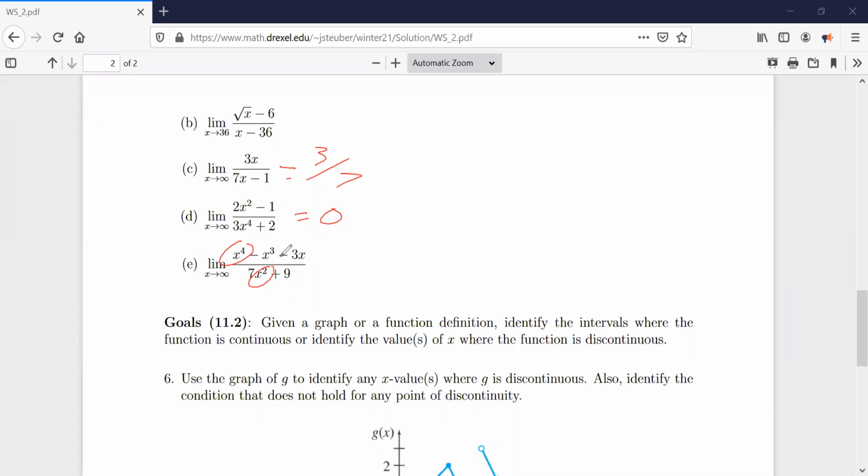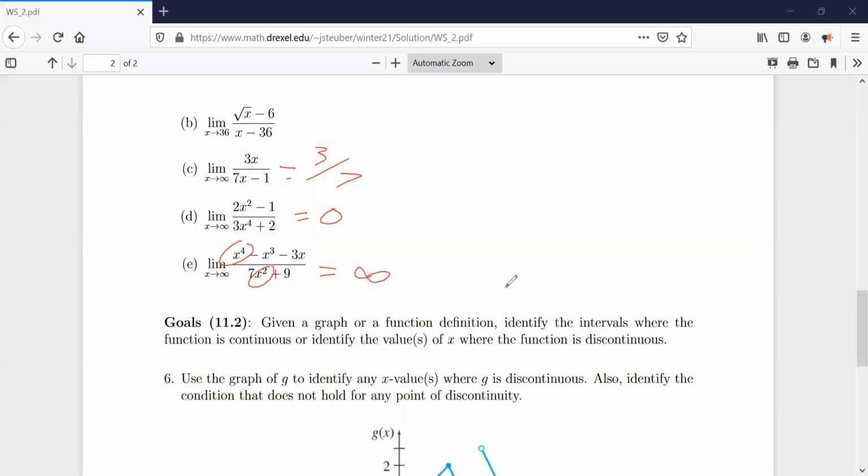Yeah, because the x to the 4th and the x squared both have positive coefficients. If either the top or the bottom had a negative coefficient, then this would be negative infinity. Does that make sense? Yes.